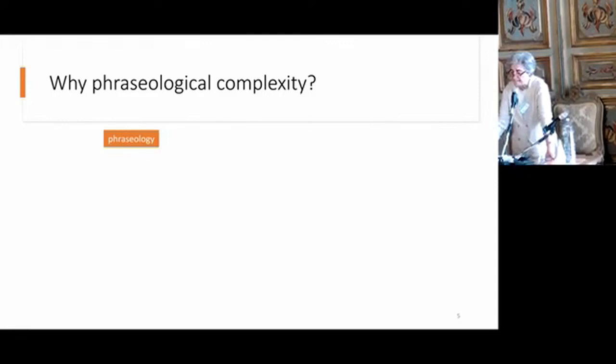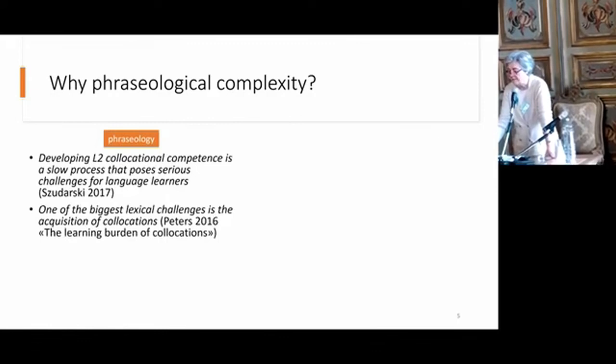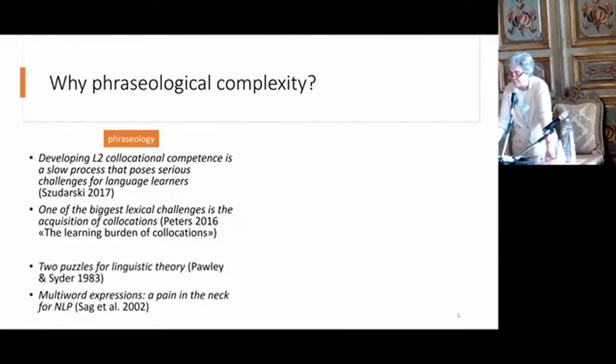It was challenging on the side of phraseology, because we already knew from previous research that developing L2 collocational competence is a slow process that poses serious challenges to language learners. And we already know that one of the biggest lexical challenges is the acquisition of collocations, the learning burden of collocations. So this is challenging for learners, but it's also challenging for researchers, as we already know from previous research that phraseology is one of the two puzzles for linguistic theory, and we know that multi-word expressions are a pain in the neck for NLP.